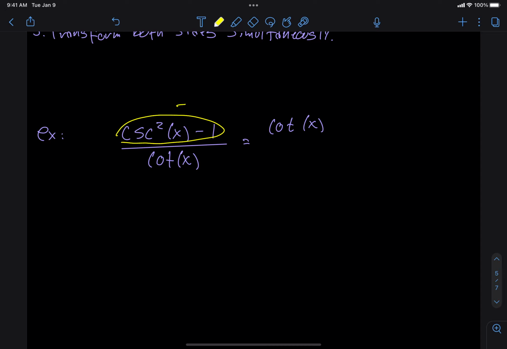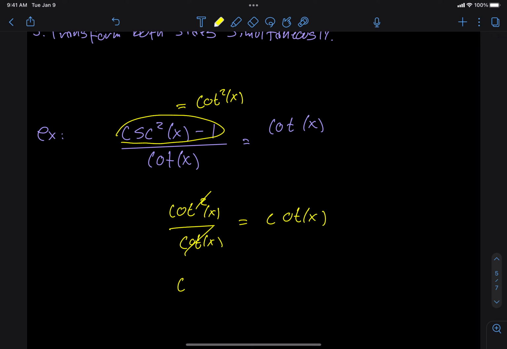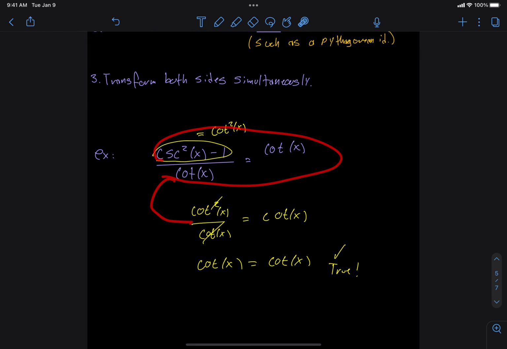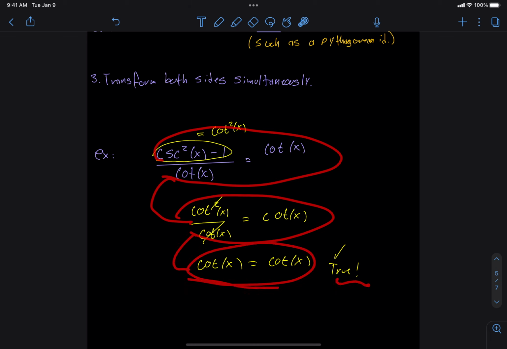I know that this is equal to cotangent squared. Therefore, I can rewrite the whole identity as cotangent squared of x divided by cotangent of x is equal to cotangent of x. And then I will simplify on this side to get cotangent of x is equal to cotangent of x, which is true for all values of x. Okay, we have the same thing on both sides here. So I have verified that this statement here is equivalent to this statement here, is equivalent to this statement here, which is clearly true. Therefore, all of the above are also true.